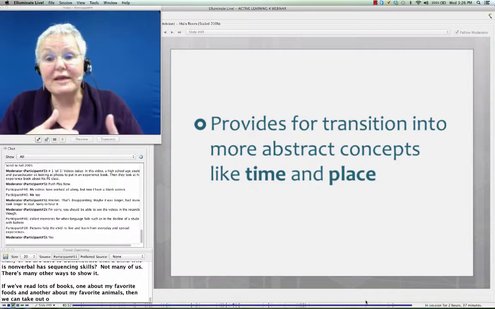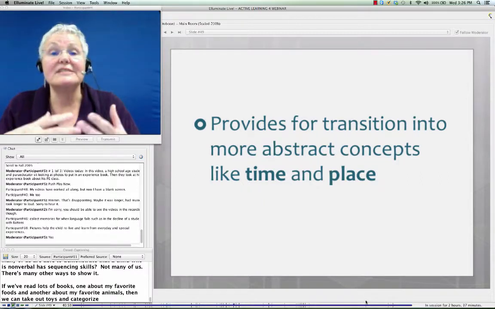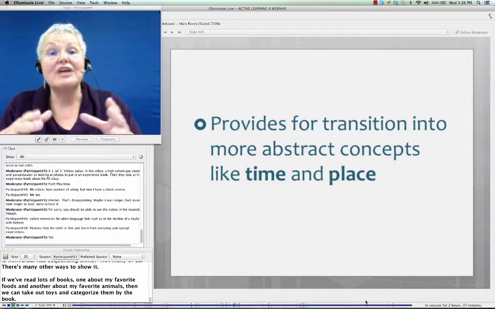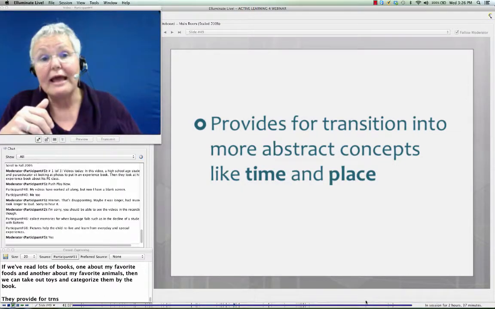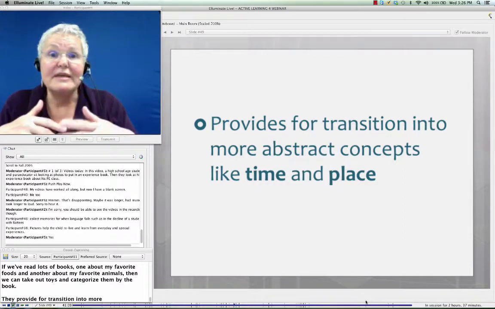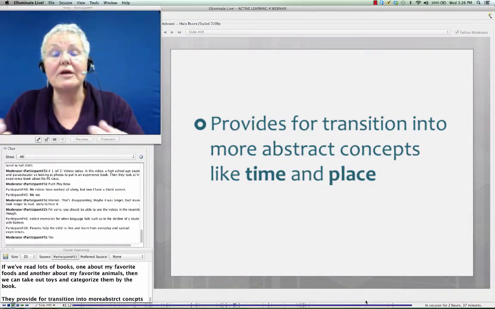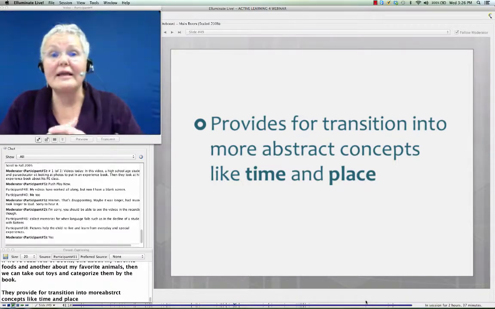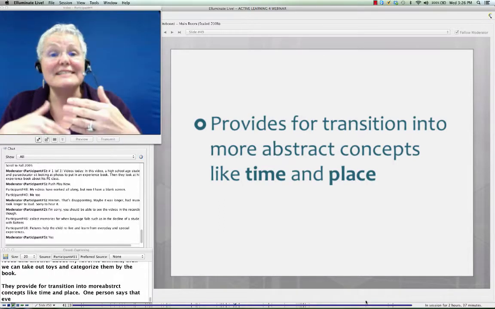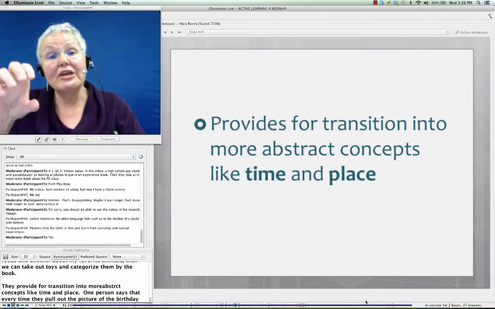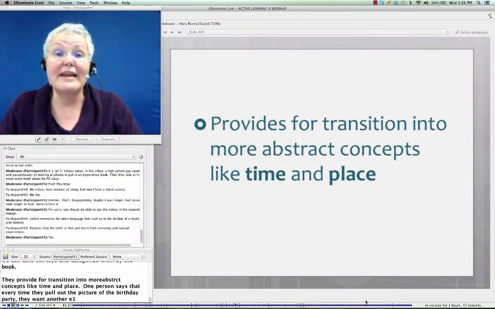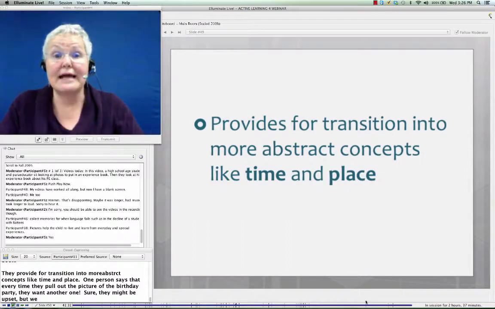It provides for the transition into the more abstract concepts such as time and place. The child starts to understand that we're talking about my birthday party. It happened a long time ago. And one of the families said to me, yes, but every time we start to look at her birthday book, she cries because she wants the birthday party. And I said, yeah, most of us would. But the reality of it is it's a chance for us to say, oh yeah, so that eventually when I use those objects, it's not necessarily that I'm going to get it right now. I'm going to get that cookie, or I'm going to get to go outside and play.